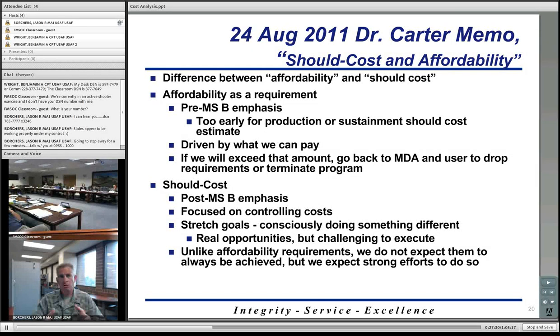Should cost, on the other hand, tends to occur post milestone B in a program. So a little bit later as the program is evolving. And it's focused on controlling costs, and it focuses on these things called stretch goals. Again, stretch goals tend to look at the program manager and how they perceive being able to find savings in the future for certain elements of the program.